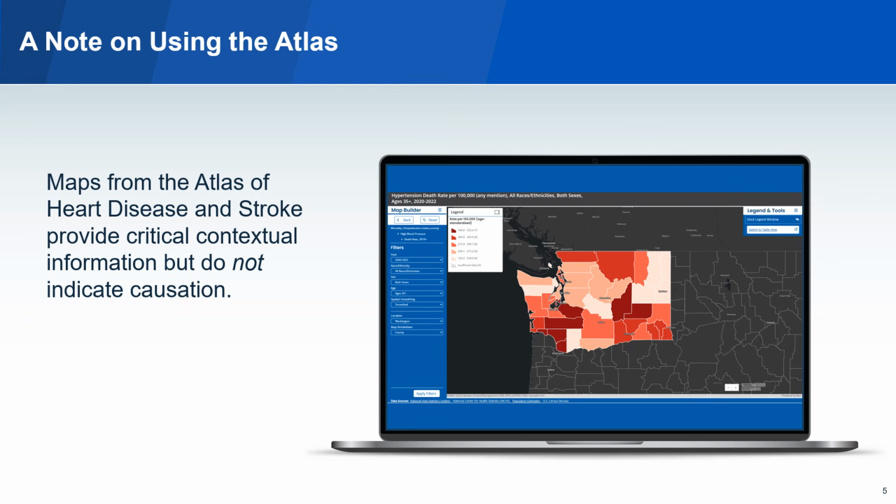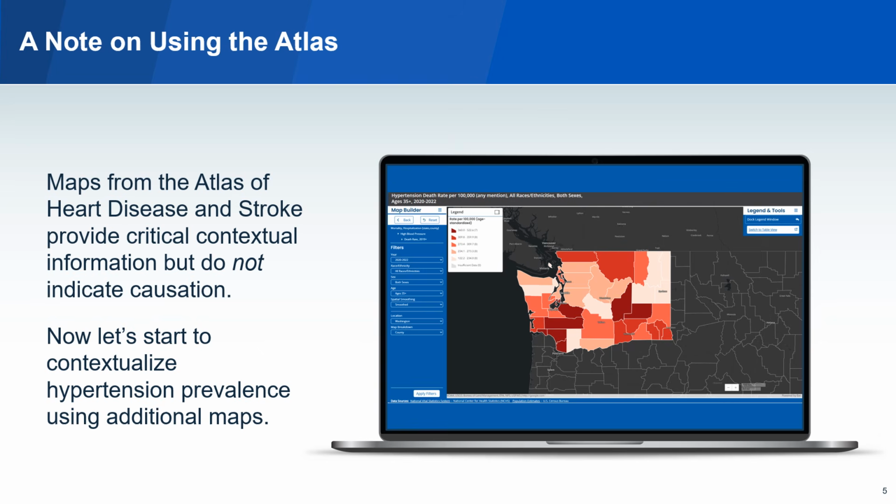It's important to note that maps from the Atlas of Heart Disease and Stroke provide important contextual information but do not indicate causation. Rather than drawing conclusions about relationships, we can use these maps to understand the characteristics of communities with varying prevalence of hypertension. This context informs hypertension management decisions that are tailored to the needs of each community. Now, let's start to contextualize hypertension prevalence using additional maps.